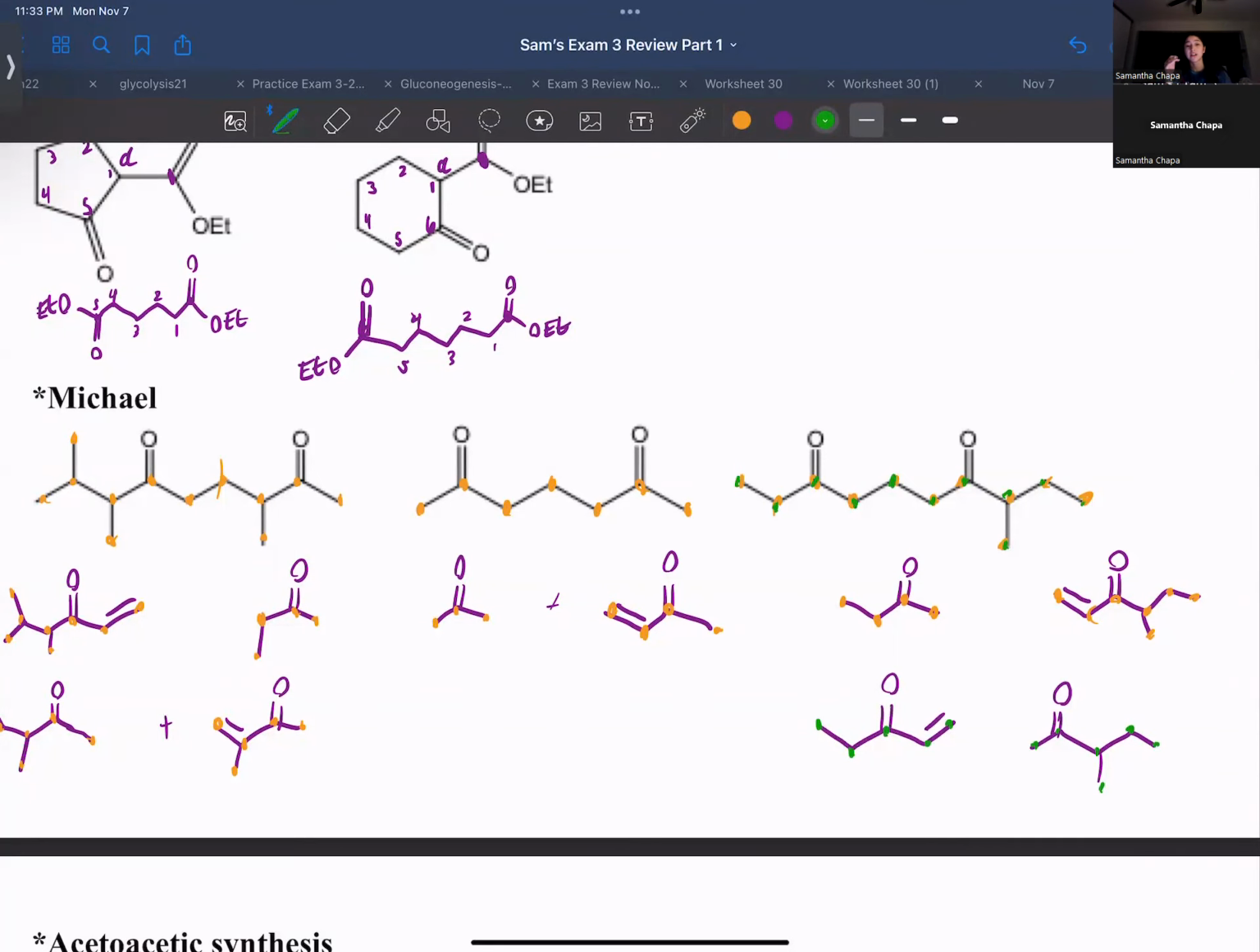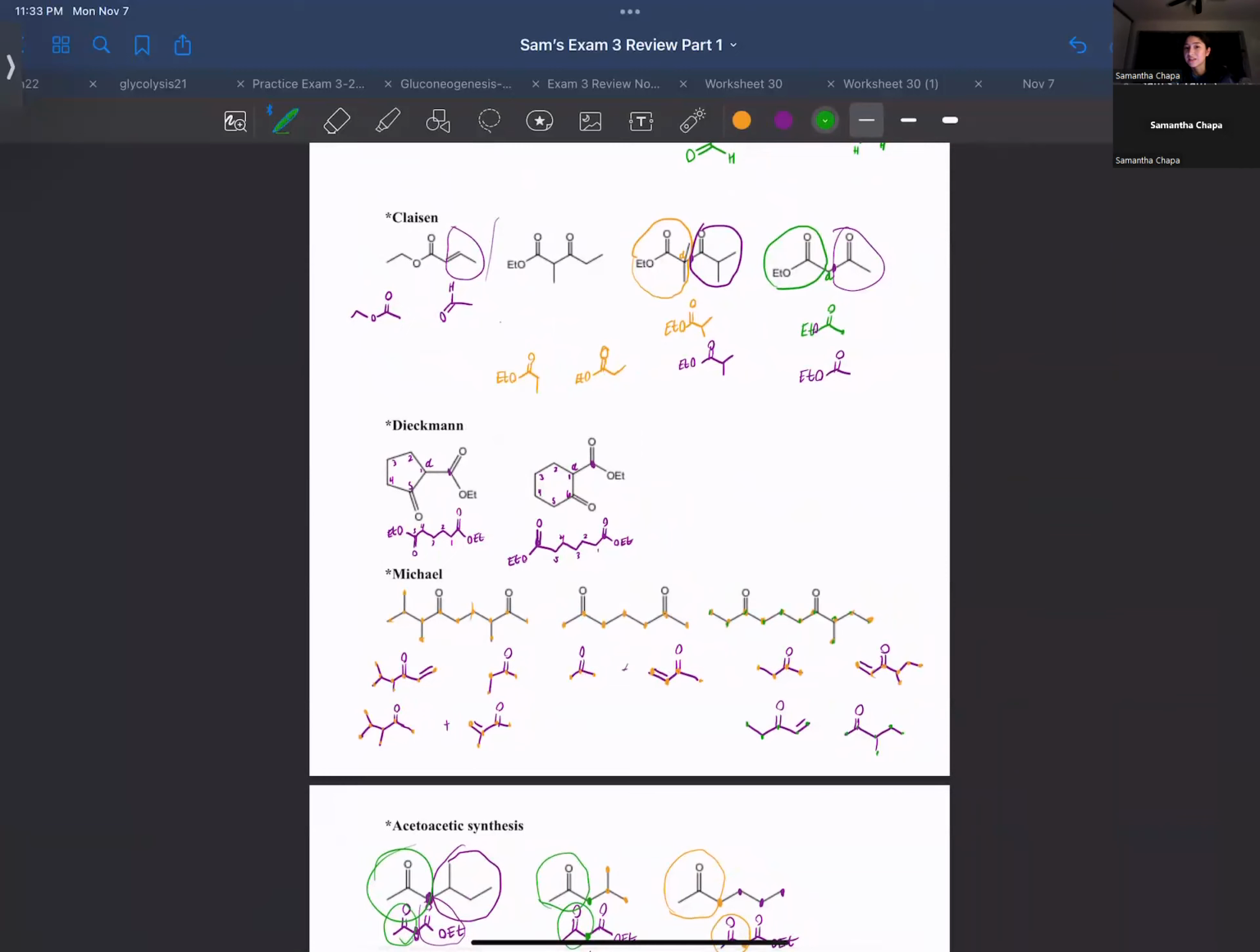Just make sure to identify your available alpha hydrogen to deprotonate and a Michael acceptor. And make sure that you don't drop any carbons, because that's the most important part about all of these basically, because it's easy to do it with all of these.